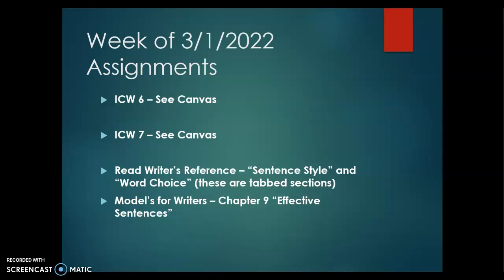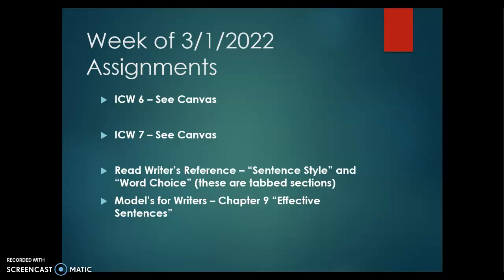There will be in-class writing 6 and 7. You will see the instructions for those in Canvas. Just read the prompt, and submit by the appropriate due date to be counted as present if you choose the online option. Read Writer's Reference, sentence style, and word choice. These are tabbed sections towards the end where the writing style sections are, such as MLA, APA. Just find these particular sections.